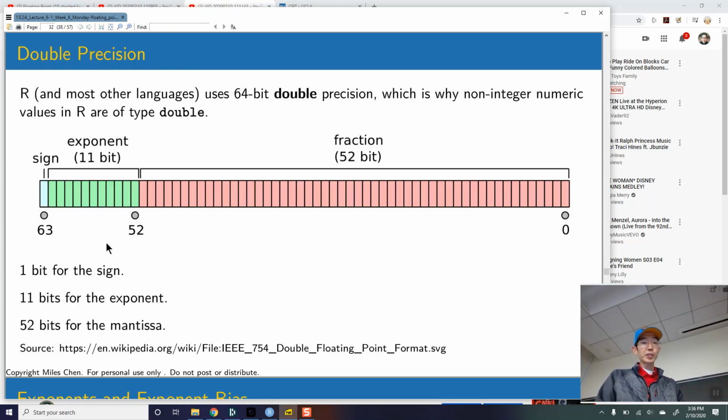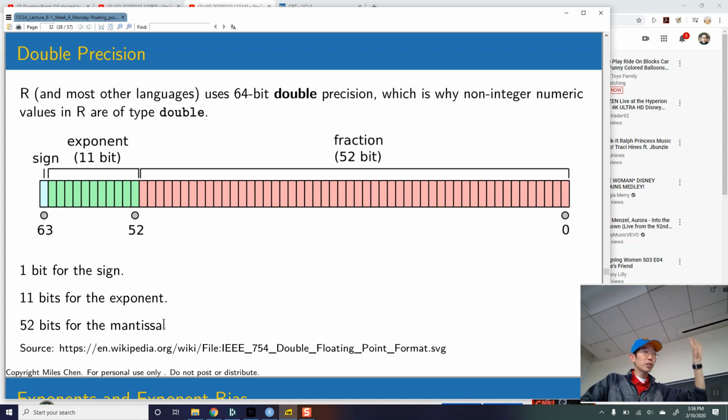In double precision, we have 1 bit for the sign, 11 for the exponent, and 52 for the fraction, or the mantissa. And this is why when you type a decimal number into R, the default number, and you ask for its typeof, it comes back as double. That's where that double comes from: double precision floating point number. And R really only allows double precision floating point numbers for decimal values.